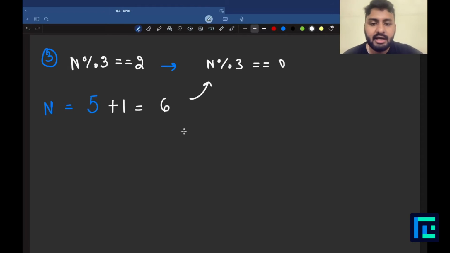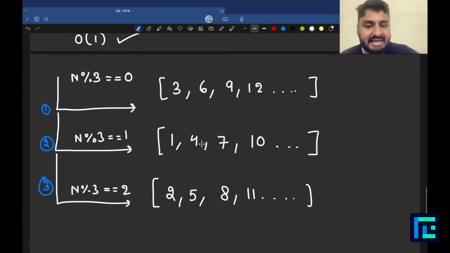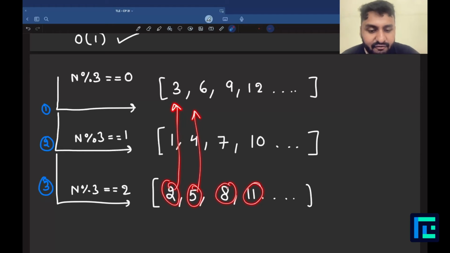Now remember, I just took an example of 5. If you would have taken any number from this set, either 2, 5, 8, 11 or so on, then every such number plus 1 gives me a number that falls in the set of n mod 3 equal to 0.